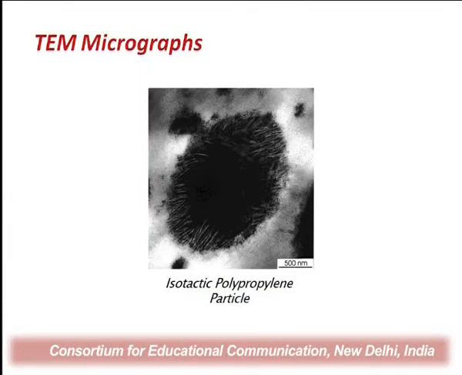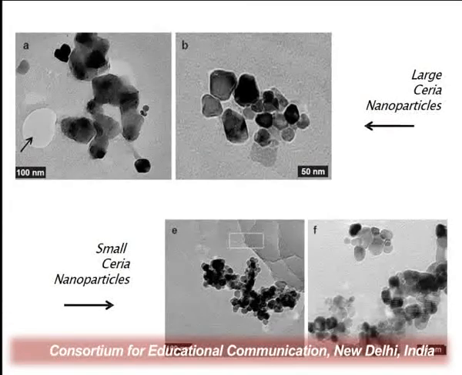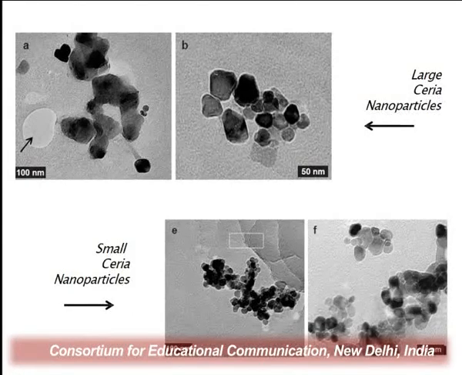This is the isotactic polypropylene image particle on the screen. This is the TEM micrograph. Now other outputs from transmission electron microscopy are the large and here the small nanoparticles. At the top and the bottom we see the different nanoparticle images. These are the transmission electron micrographs.